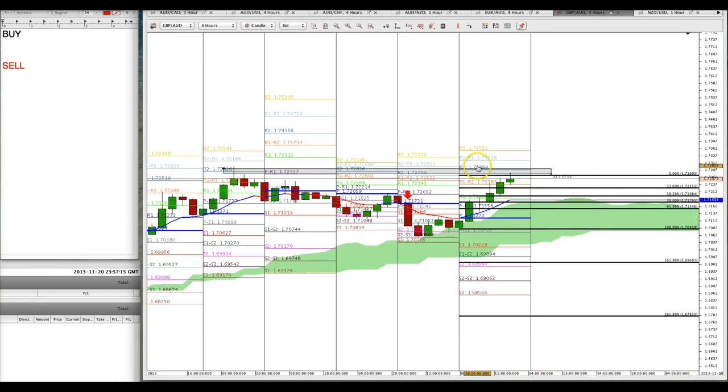So coming into Thursday, it's going to be difficult to take a trade unless there's a retracement. I wouldn't feel comfortable taking a trade at a previous resistance level, even if the market's in an uptrend. Okay, let's look at some more pairs.